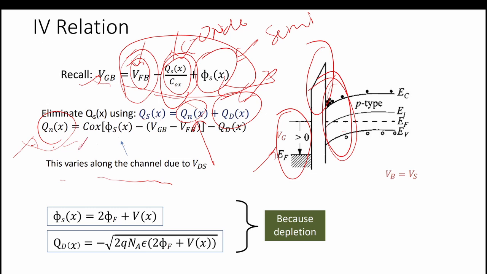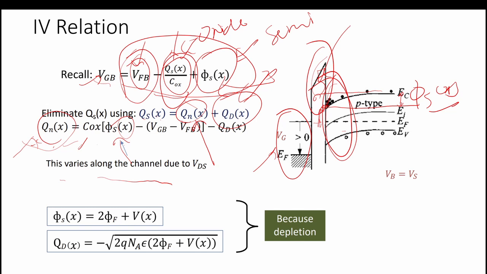So now qn is equal to Cox, the oxide capacitance, times this psi x, because of the band bending. This difference is the psi s, this difference is psi sx, and it varies with x because we are applying the Vds also.